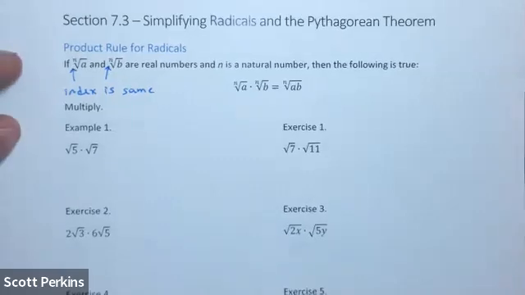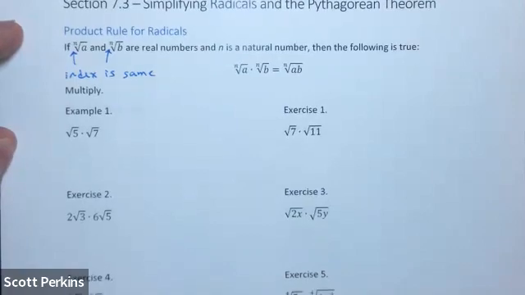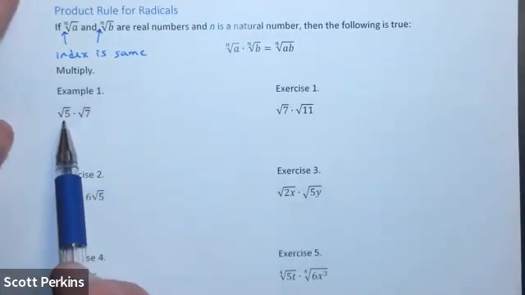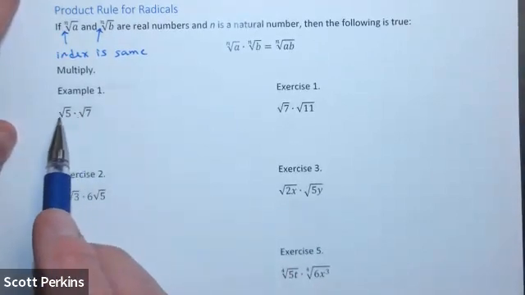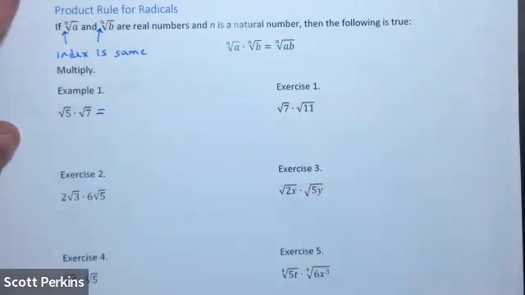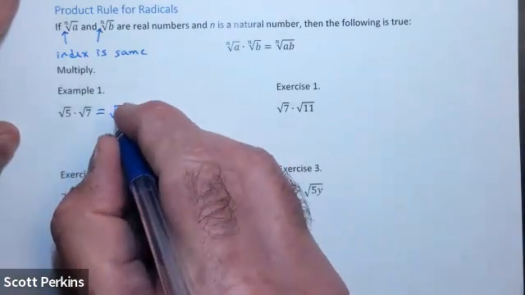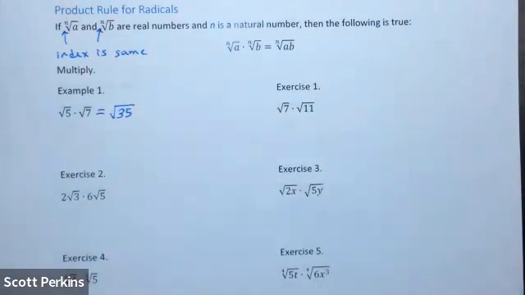So the next bunch of problems is just getting used to this new thing, the product rule of radicals. My example 1 is, if I have the square root of 5 times the square root of 7, notice the index on both of these radicals is 2. And since that is the case, I can go ahead and multiply the stuff under the radicals, and I get the square root of 5 times 7, or 35. Nothing else I can do with that problem. It's just a straight, let's get used to using the product rule of radicals.